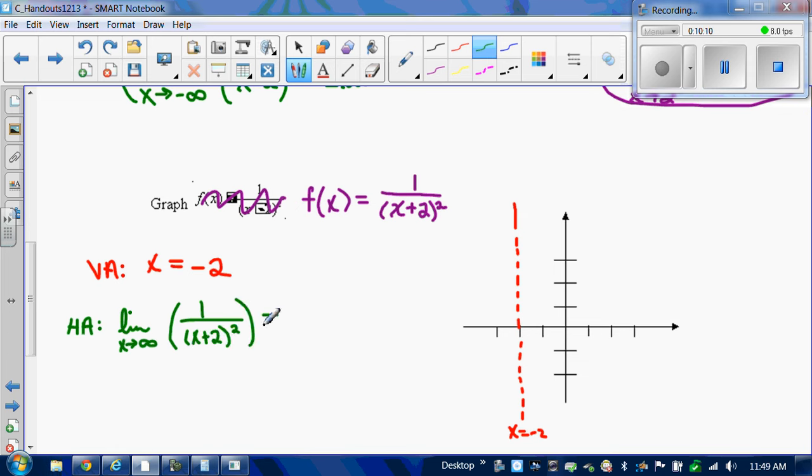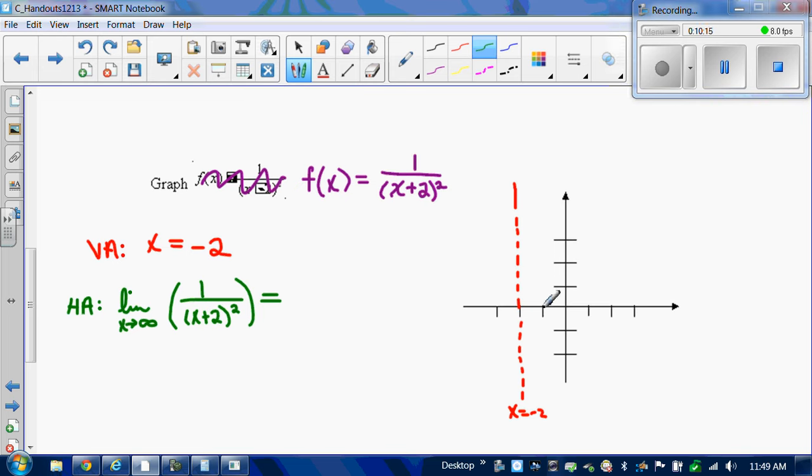All right, what is that? You just think of larger and larger and larger. So let's just start with 0. When x is 0, I get a quarter. I'm just doing that because I want to graph it. Okay. All right, now when x is 1, I get a 9th. Smaller. When x is 2, I get a 16th. That's even smaller than a 9th. When x is a billion, I get 1 over a billion squared. So I'm saying that it is 0 because 1 over a very, very large number is going to be 0.